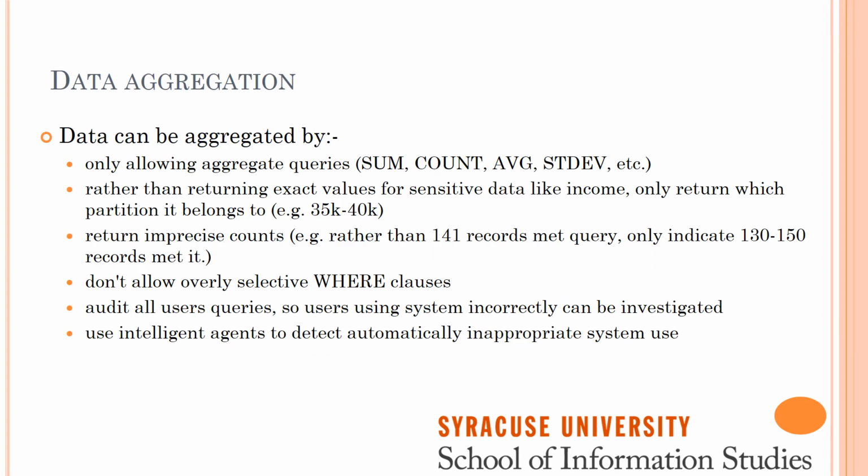In the following slides, we are going to discuss some of the methods to aggregate data. Data can be aggregated by only allowing aggregate queries like sum, count, average. Another method is, rather than returning exact values for sensitive data like income, only return which partition it belongs to, say 35K to 40K. Another way is to return imprecise counts. For example, rather than 141 records met the query, we can only indicate that there were between 130 to 150 records that it met.